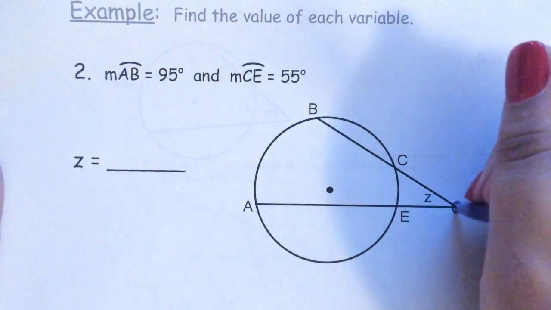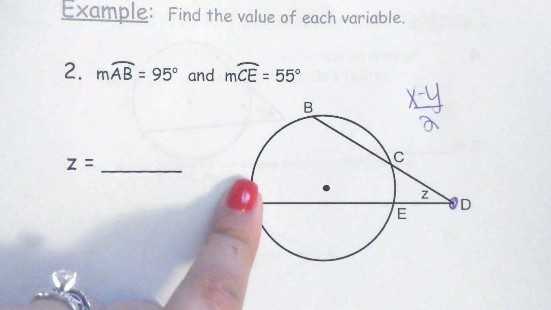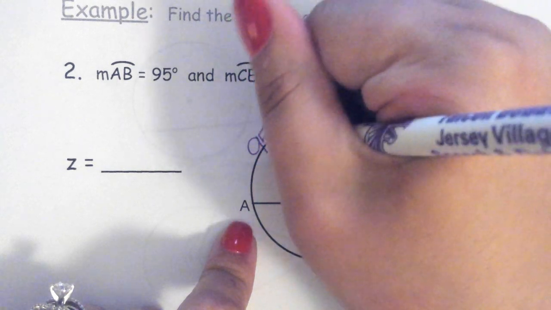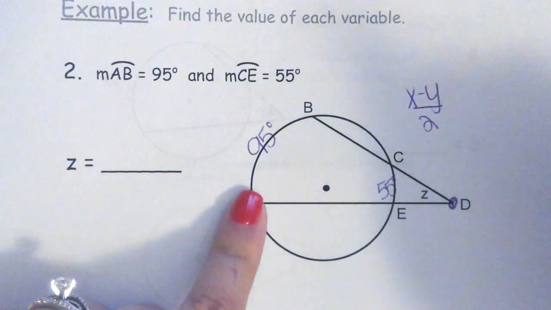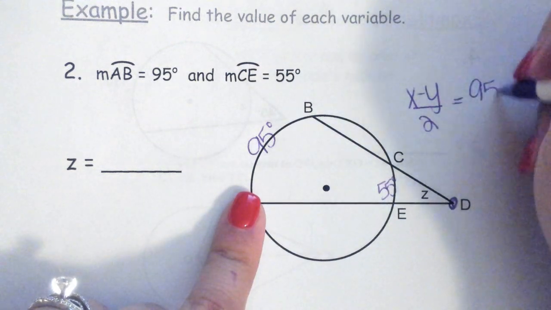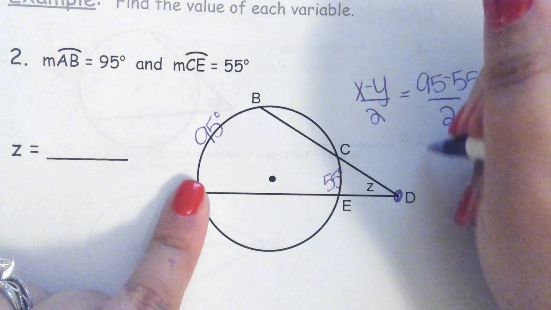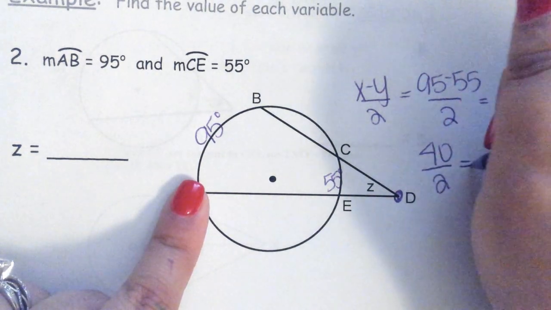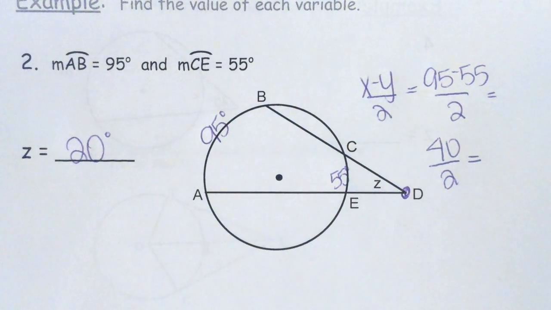These are intersecting outside, so we're going to do x minus y divided by 2. It tells me AB is 95 degrees. CE is 55. And you always do the bigger minus the smaller divided by 2. That's going to give me 40 over 2, which is 20 degrees. So Z is 20 degrees.